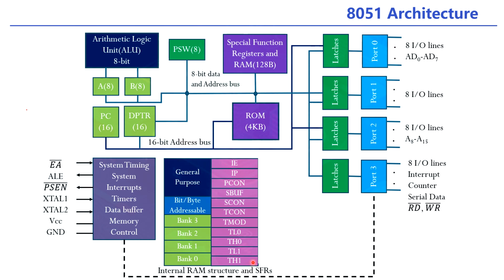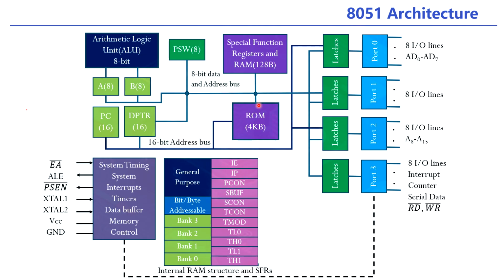These are above the internal RAM. The internal RAM ranges from 00H to 7FH. From 80H onwards, 21 addresses are provided for special function registers. That means the 8051 has 21 special function registers.